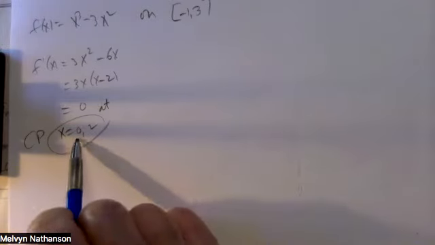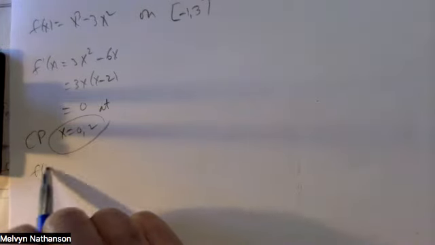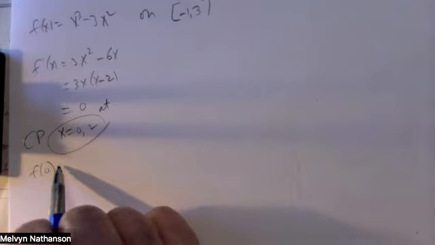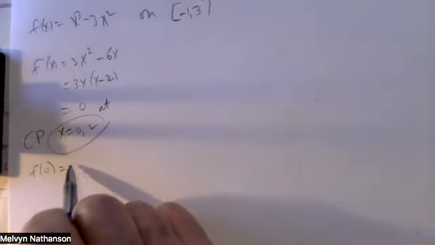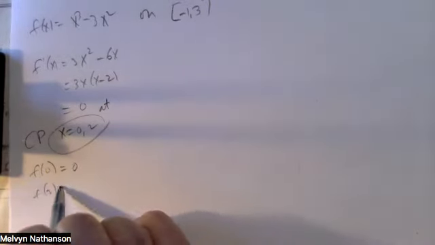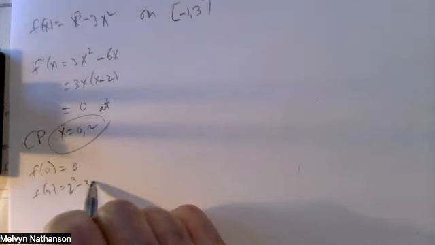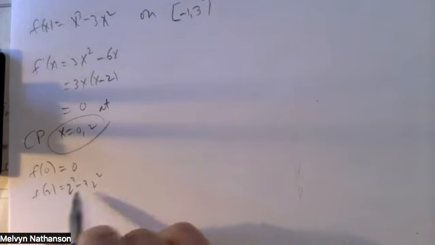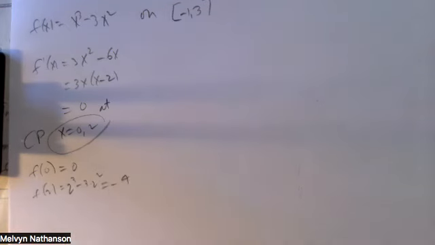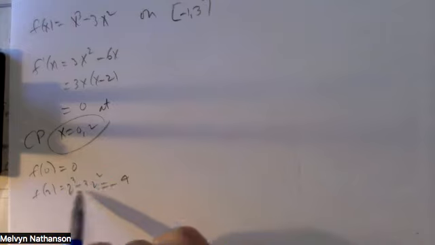And what is the value at the critical points? f of 0 is 0. f of 2 is 2 cubed minus 3 times 2 squared. That's 8 minus 12, that's minus 4. So these are the critical points.